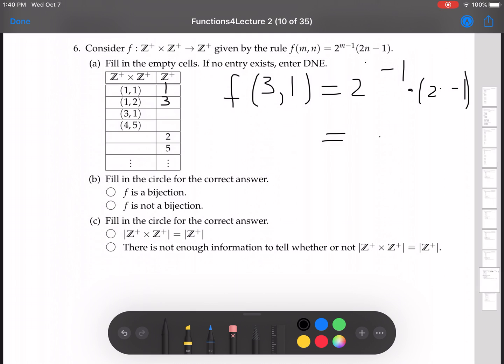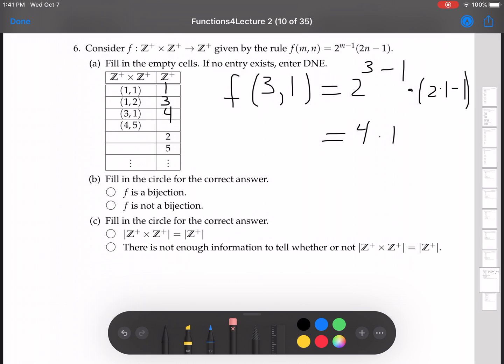Three, 1. So that's 2 squared, or 4. 3 minus 1 is 2, so that's 2 to the power of 2. And over here we have a 1, so we get 4.